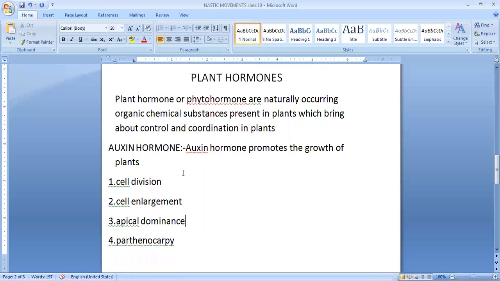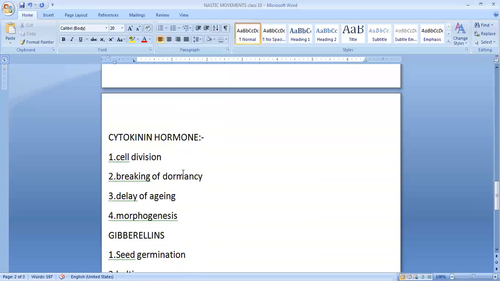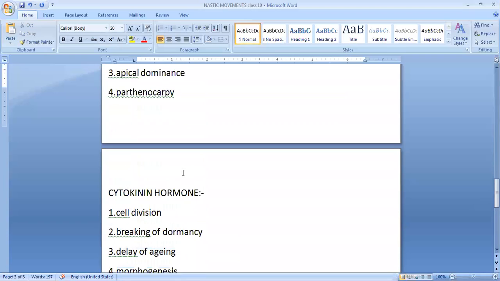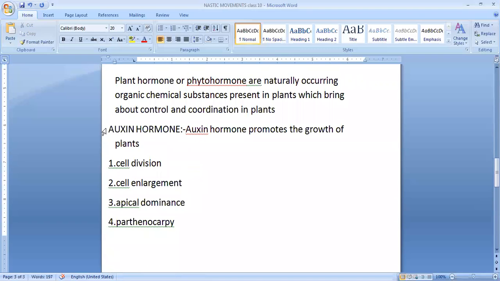We have to study 5 different types of plant hormone in 10th. The first type of plant hormone is auxin. Auxin is a very important plant hormone, usually asked in the board exam. Now let us see what are the functions of auxin. Auxin in general is called a growth promoter. Sometimes in a multiple choice question it is asked which hormone is known as growth promoter. So it is auxin.